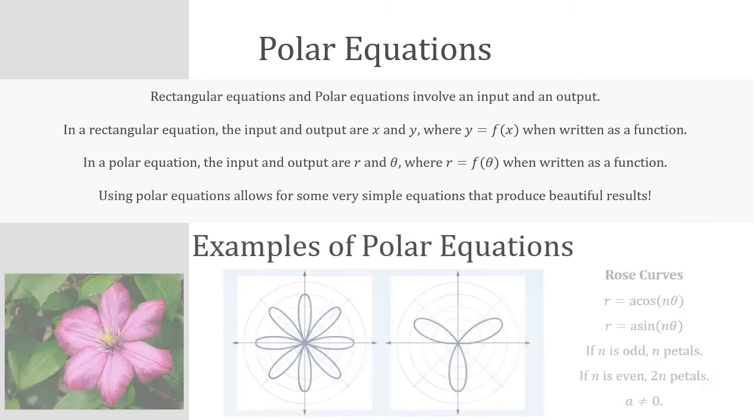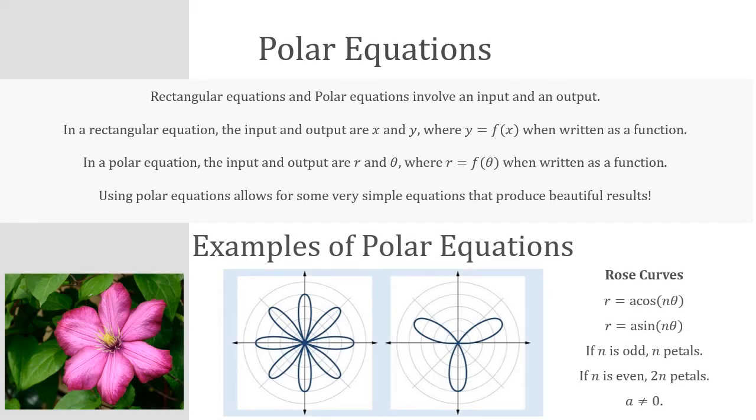For example, the polar equation r equals a times the sine or cosine of the quantity n times theta is called a rose curve. And it's called a rose curve because it sort of looks like a rose, or in this case, a flower. If the n value is odd, then there are n petals. If the n value is even, then there are 2n petals. And of course, a cannot equal 0. We'll look at some examples of this in a minute.